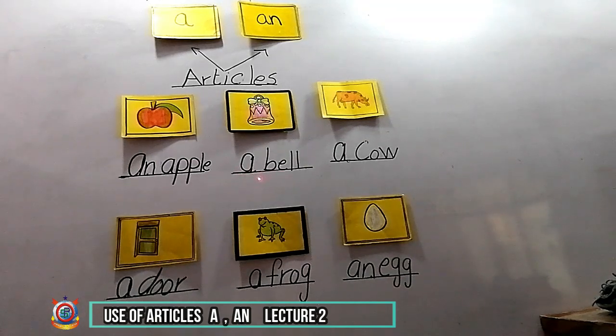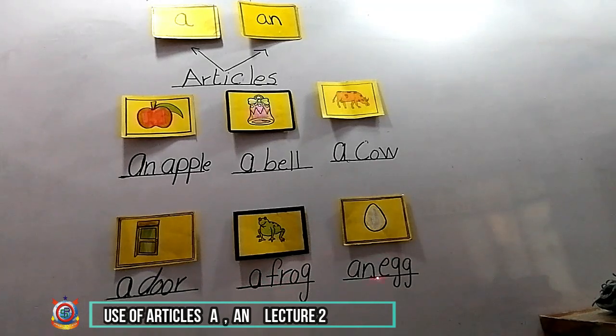A bell. Why we use a here? We use a here because the C is the consonant. Now here door. The same. Why we use a here? Because we have the D consonant. Now come to the frog. Why we use a here? Come on, tell me. Because the F is the consonant. So we read it a frog.